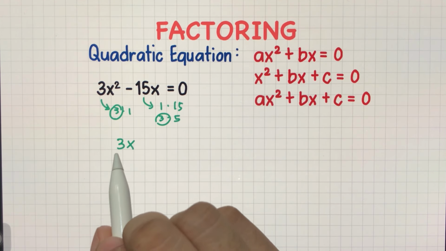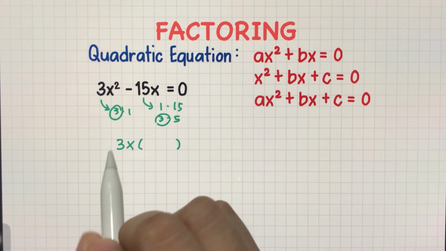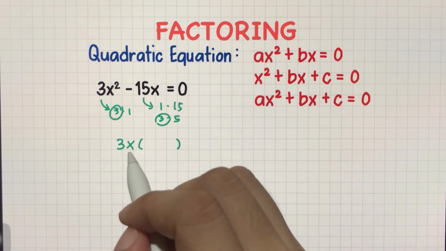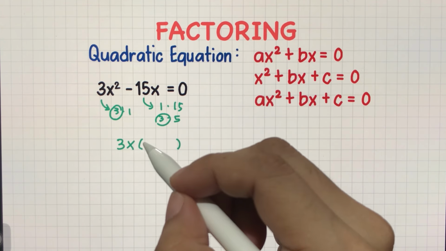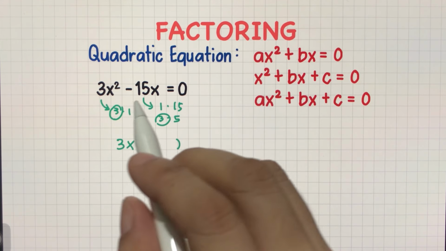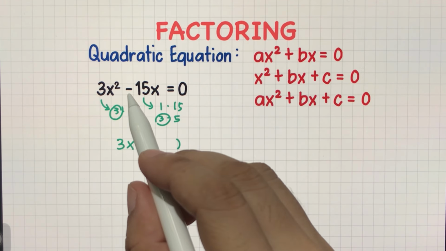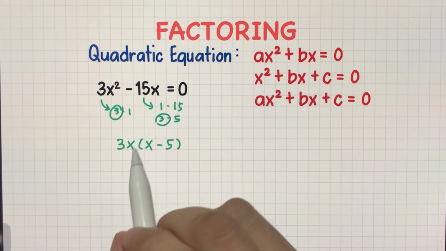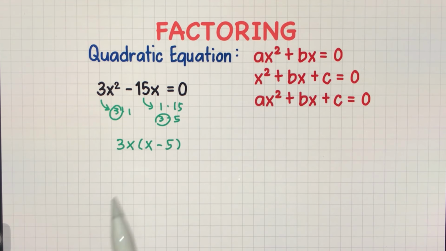And after you get their common factor, we'll get the remaining factor by dividing these two terms by the common factor 3x. So that will be 3x squared divided by 3x. 3 divided by 3 is 1. X squared divided by x is x. And for the second term, negative 15x divided by 3x. So it will be negative 15 divided by 3. That's negative 5. And x divided by x is 1. Now, these are the two factors of that quadratic equation. 3x times x minus 5.